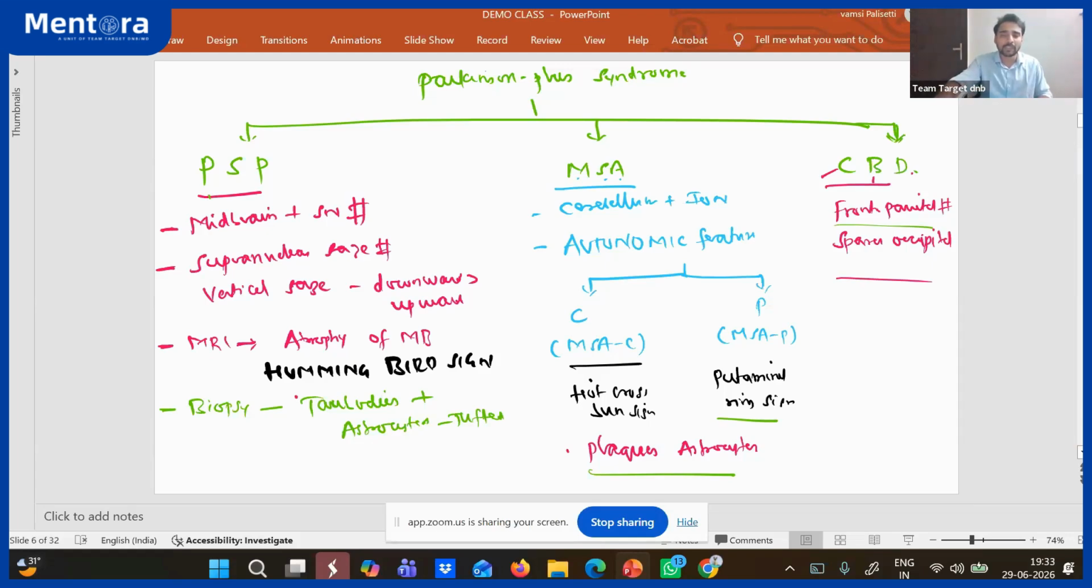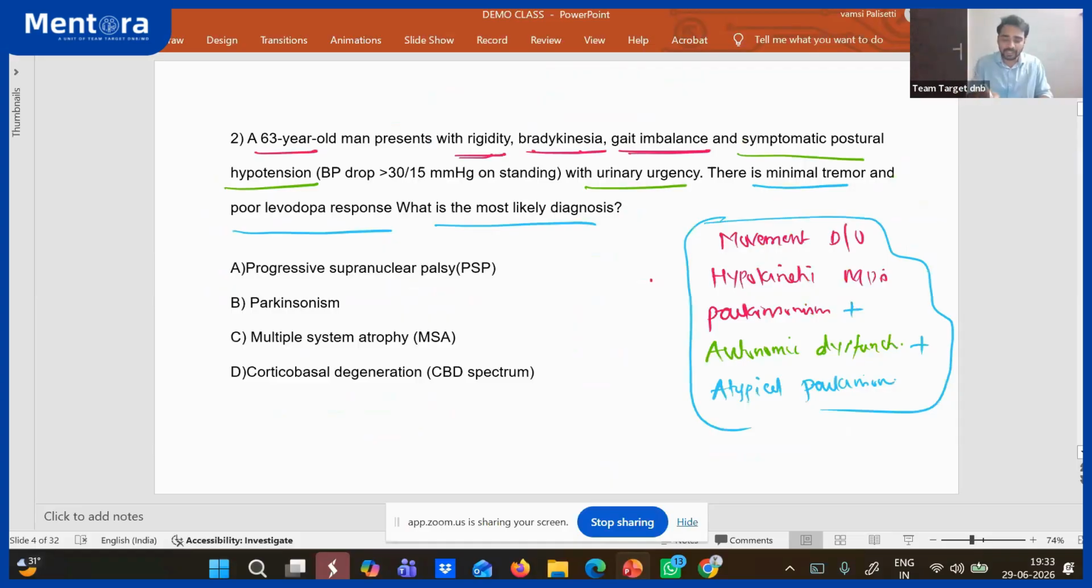Right? So now let us come back to the question. What did the question ask? The patient is a 63-year-old man with rigidity, bradykinesia, yes, a hypokinetic disorder, Parkinson's symptoms, yes, Parkinsonism, symptomatic postural hypotension and urinary urgency, that is autonomic dysfunction is there. Along with this, patient has a minimal tremor and poor levodopa response. That means Parkinson plus syndrome, which has autonomic symptoms. That's what the question is asking.